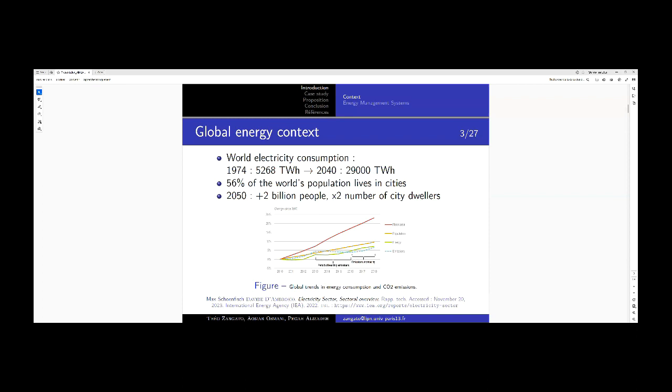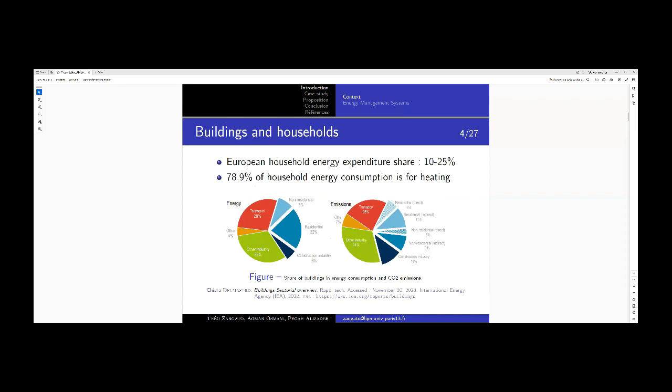And we know that nowadays 56% of the world's population lives in cities, and that in 2050 the UN sets 2 billion people more, and twice the number of city dwellers. So we'll focus more particularly on buildings and household, because we know that with the rise of population and floor area, the share of building in global energy consumption, which is already 30%, and the same amount for emission, is going to rise. So it's also a subject of interest for household, as the energy expenditure share of the budget of European household is around 10 to 25%, depending on the country.